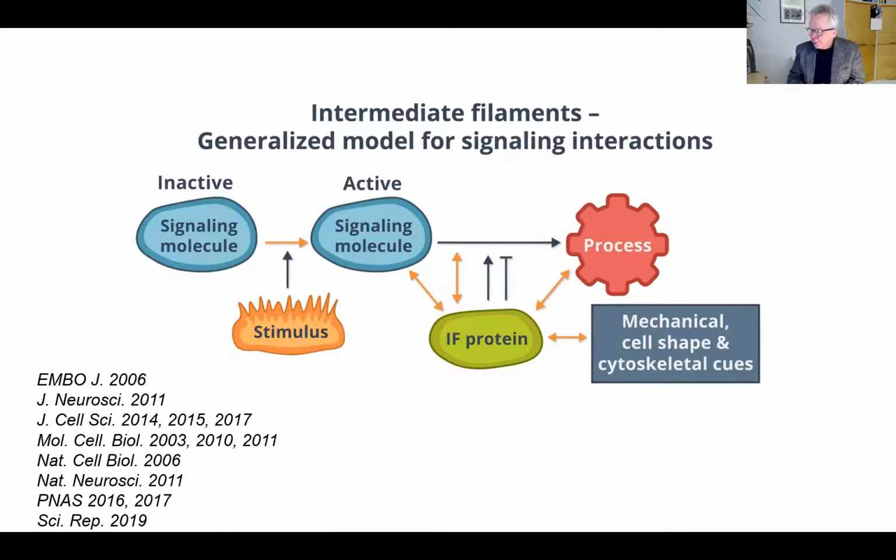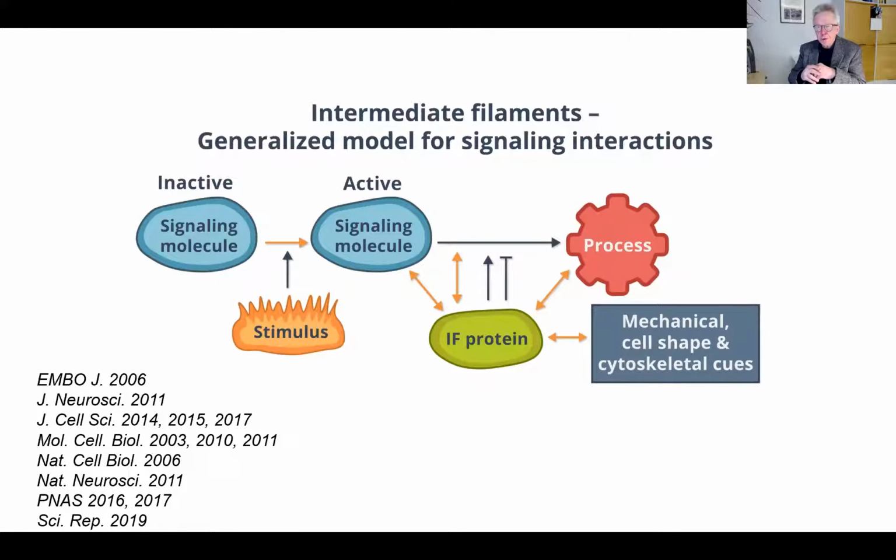This is a concept which we have developed in a number of different systems. It started with nestin, where we studied the interaction of nestin with CDK5, which is a very specific kinase involved in neural and muscle development and also muscle integrity, neural integrity. But I will not talk about that. I will focus entirely on vimentin in this presentation.